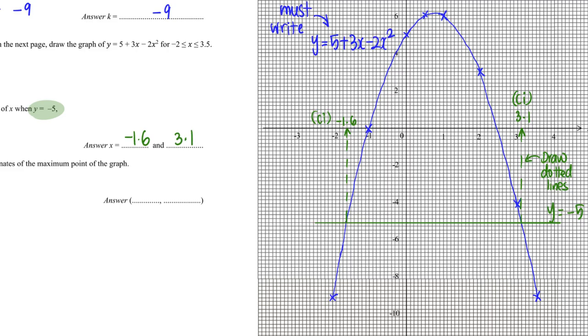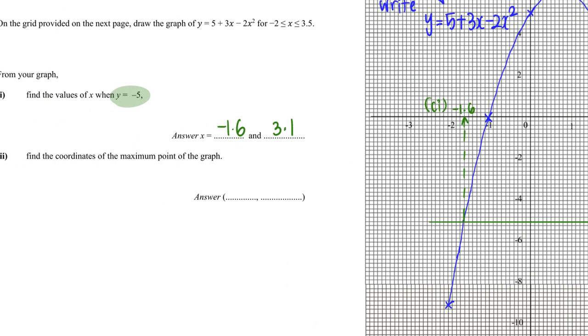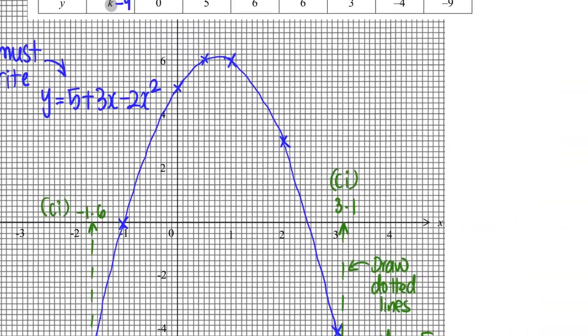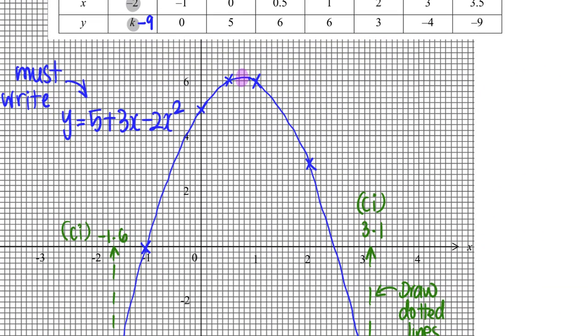And of course, the next question, find the coordinates of the maximum point, which is here. Again, do let people know that you are getting the answer from the graph. Okay? So in this case, it's in between 0.7, 0.8, 0.75. So this is for my C part 2.